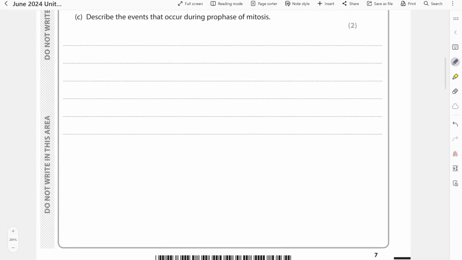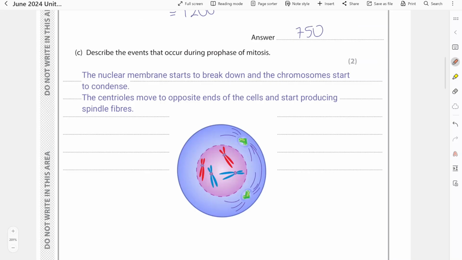Okay. Part C. Describe the events that occur during prophase of mitosis. So in order to move around the chromosomes, it's important that they start to condense first, to form these X-shaped chromosomes. So that's what I wrote here. Chromosomes start to condense. You can also see the nuclear membrane is starting to break down, and that's what I wrote here as well. And lastly, you can see the green stuff over here, the centrioles start to produce spindle fibers and move to opposite ends of the cell.